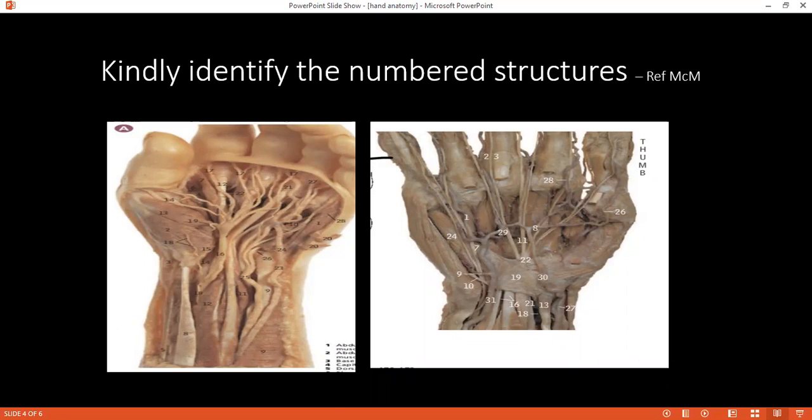Very good. Okay, this is another structure I want you to identify. It's 25. This is the ulnar nerve. Very good. Can you please tell me when an injury of the ulnar nerve is called ulnar paradox? In which condition?